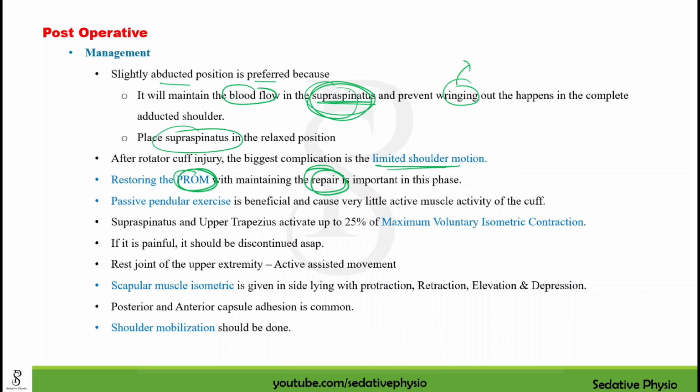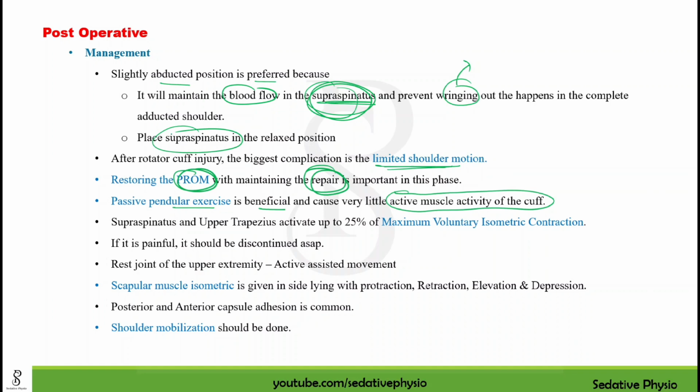So we will have to re-establish the passive range of motion, but while maintaining the repair. That is very important in this phase. For the restoration of the passive range of motion, passive pendular exercises are beneficial in this condition, and they cause very little active muscle activity of the cuff. Post-surgery, active muscle contraction is totally prohibited. So, with the help of passive pendular exercises, we can go for the restoration of the passive range of motion, and it will cause very little active muscle activity of the cuff.